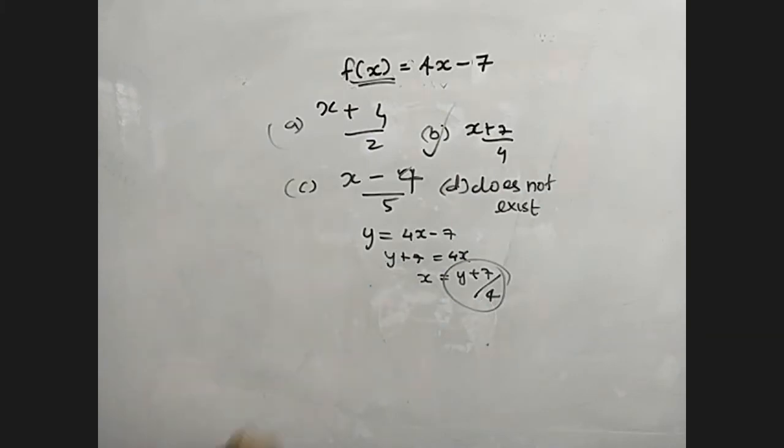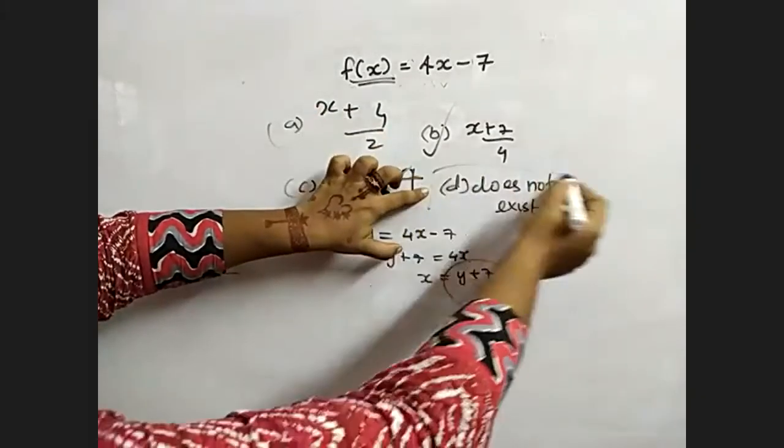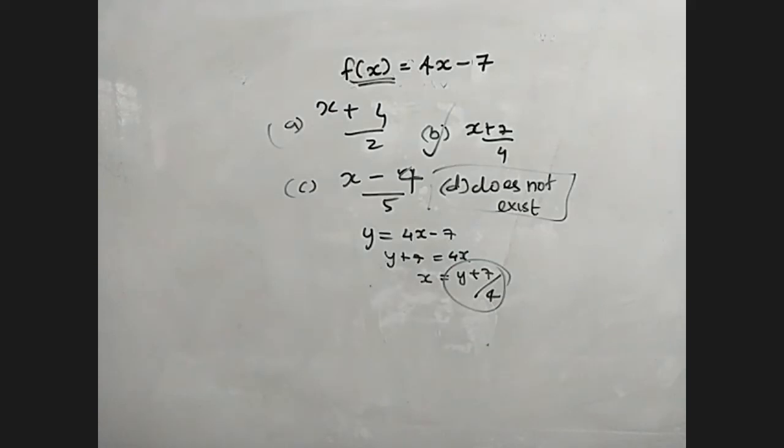But see, the option 'does not exist' is also there. One condition is also here. We are not sure, without checking whether it is one-one or onto, whether it has an inverse or not. So you need to check whether it is one-one and onto. Obviously it is onto, but we need to check one-one.